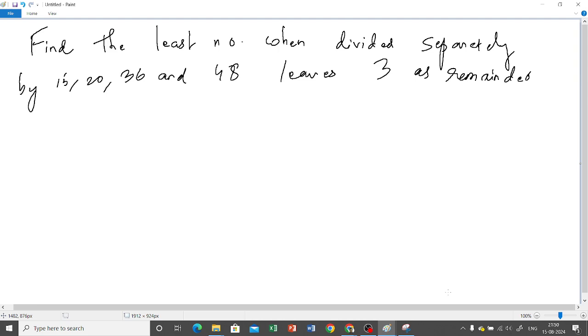Okay, let me do it. Find the least number which when divided by. Okay, so which when divided by means what? LCM. Least number which when divided by, তখন কি করতে হবে এদের LCM?